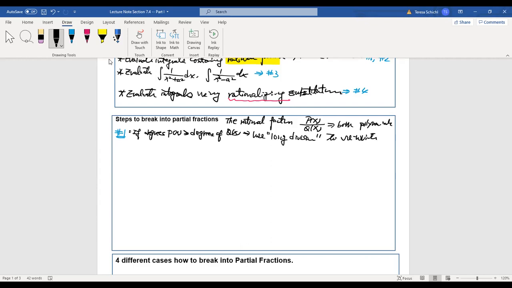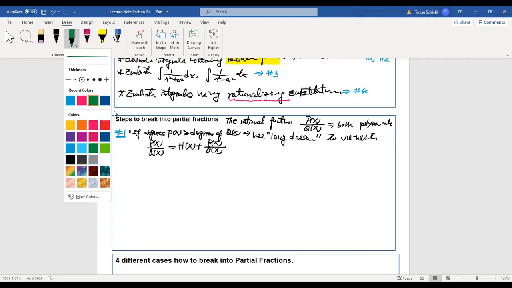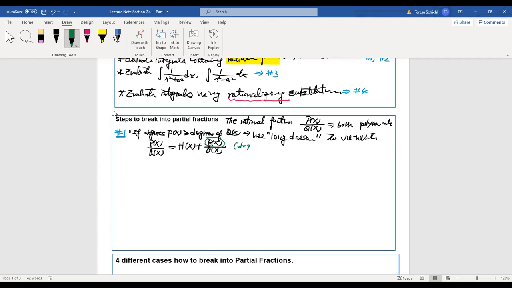You will rewrite P(x) over Q(x) as equal to h(x) plus R(x) over Q(x). Now after you rewrite this, the degree of R(x) is less than the degree of Q(x). That's what long division is taught to do. Okay, that is the first step.